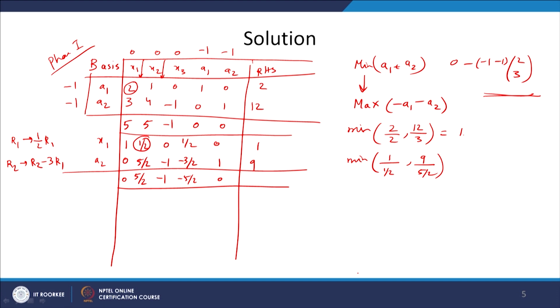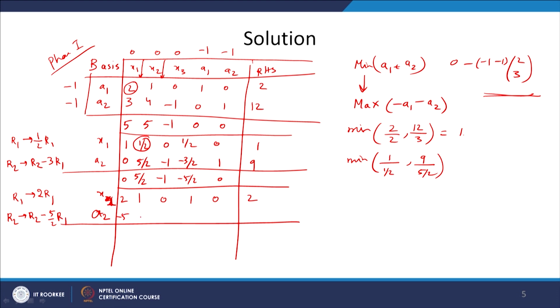Therefore, the next iteration has to be implemented and we get the new basis as x1 and x2, this is x2 and this is A2, and this tells us that we have to apply the elementary row operations as R1 times 2 R1, which gives me 2 1 0 1 0 2, and the second row, the elementary row operation has to be R2 replaced by R2 minus 5 by 2 R1, which gives me minus 5 0 minus 1 minus 4 1 and 4.